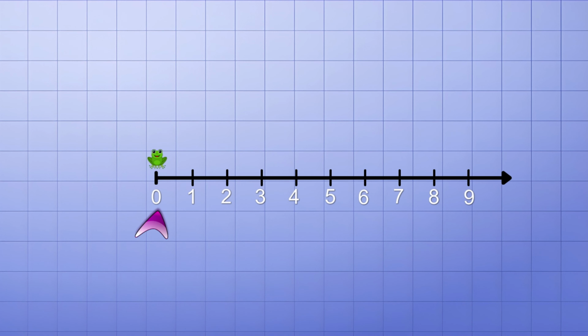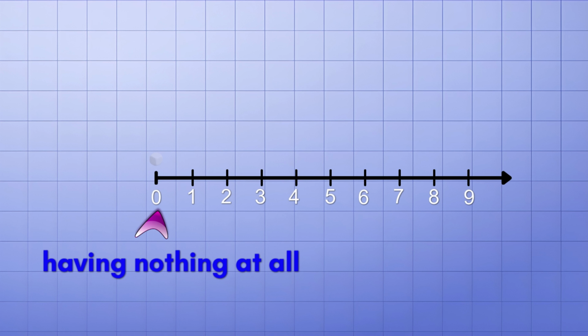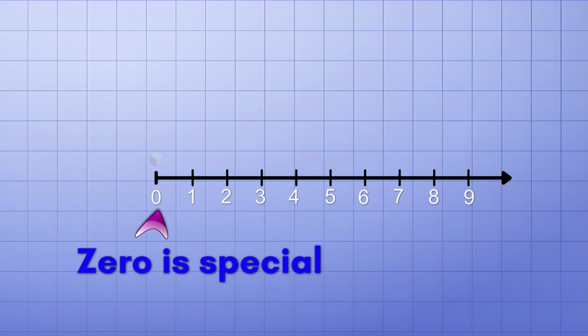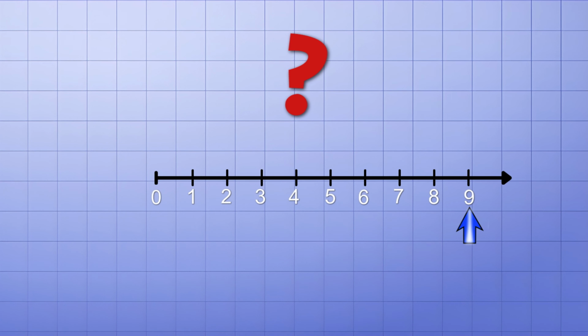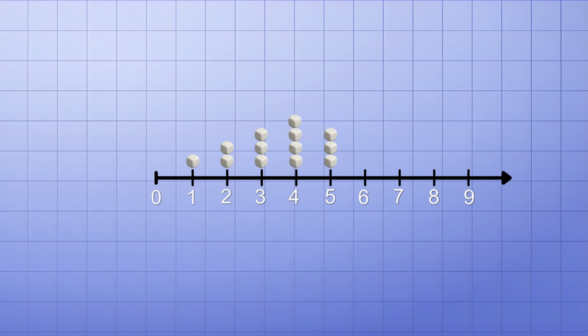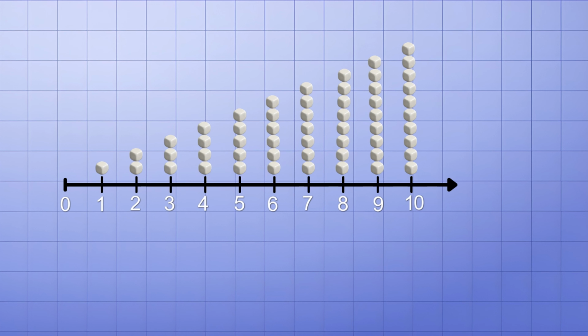Let's begin at 0. The number 0 represents having nothing at all, like having 0 dice. 0 is special because where we start counting is the starting point of our journey along the number line. Can you guess what happens every time we move one step to the right? We get one more. Move one step to the right and you reach 1, which represents 1 die. The next number, 2, represents 2 dice. Then come 3, 4, 5, 6, 7, 8, 9, and finally 10 dice.